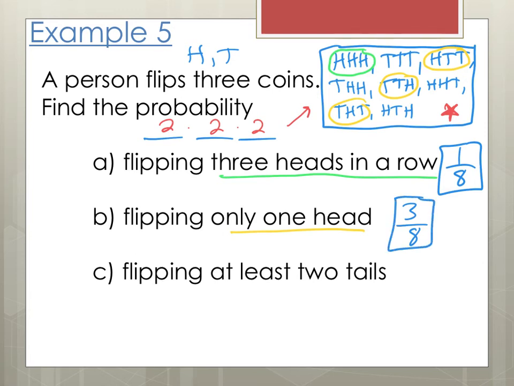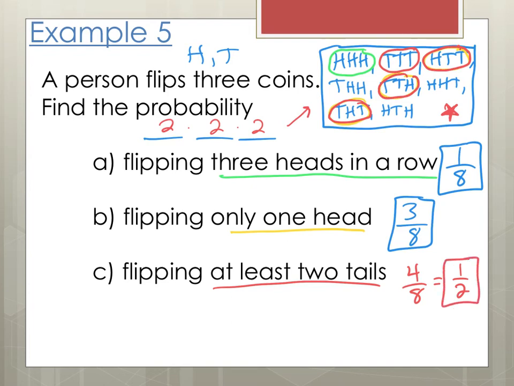And then the very last one, flipping at least 2 tails. Well, at least 2 tails would mean there's at least 2 T's, or could be more. So if I circle these in red now, that would satisfy it, right? 3 tails is at least 2 tails. Same with this one. This one has 2 T's, and this one has 2 T's. So it looks like it would be together 4 out of 8, which in this case reduces to 1/2 probability. So we have 1 out of 2 chance there.